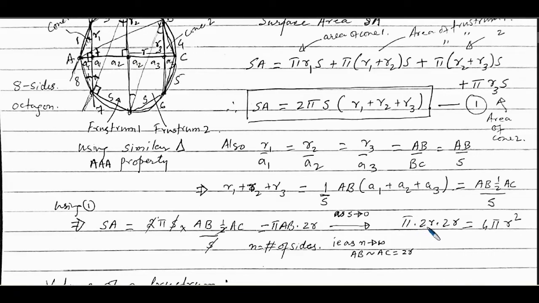So I write pi times 2R. AB is substituted as 2R, that is the diameter, times 2R here. So I get 4 pi R square. So as the number of sides n tends to infinity, AB equals AC equals 2R.